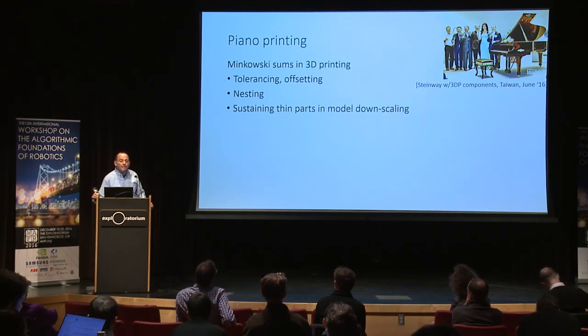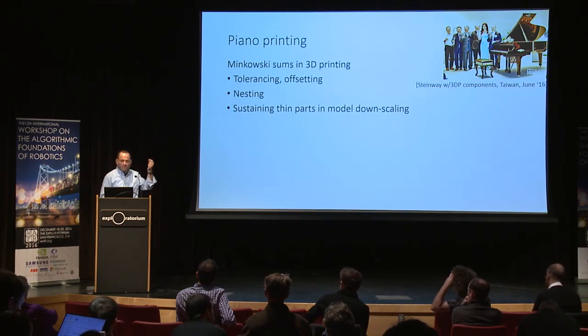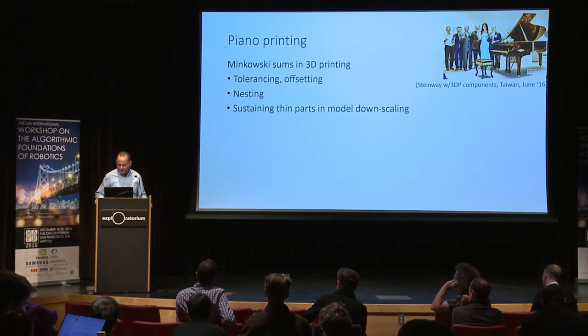Another example is architects use 3D printing to scale down and print models. Now they take the building, they scale it down, and a column becomes like a thread that is unprintable. And you need to compensate for it. And an elegant way to compensate for it is to use Minkowski sums.